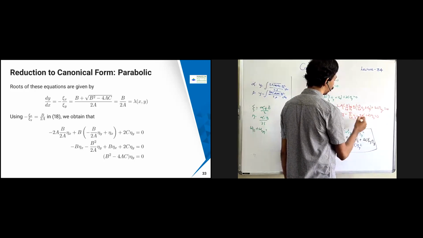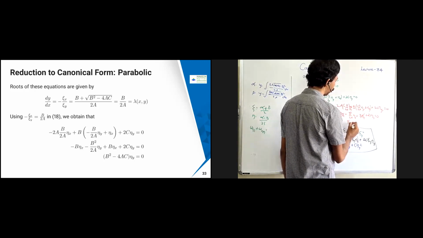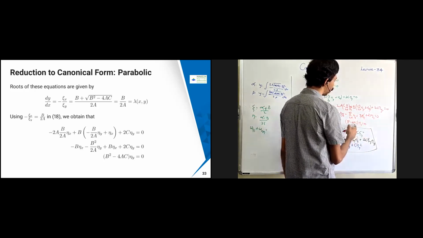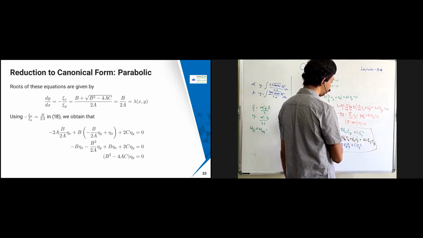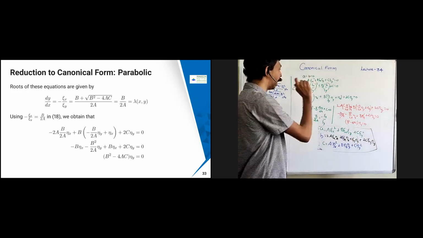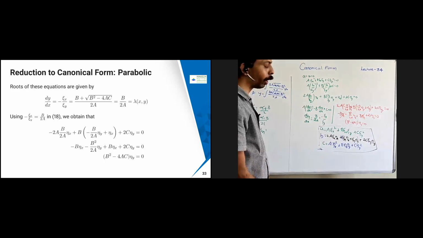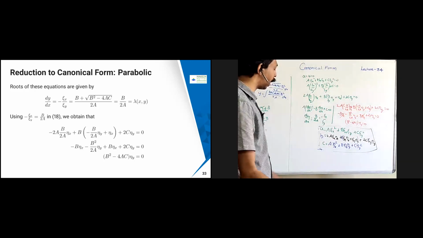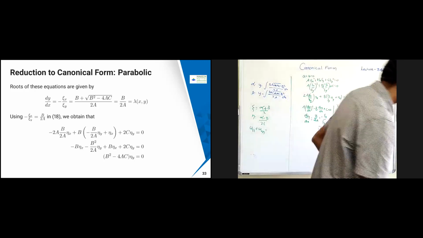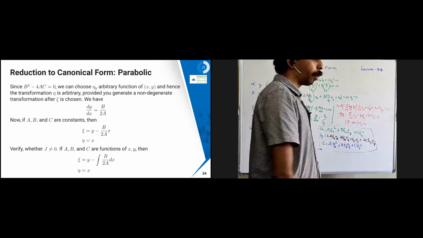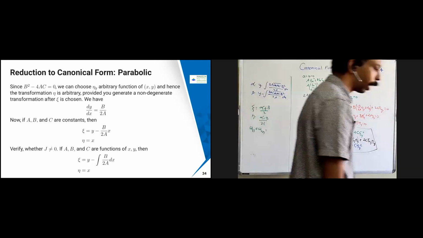So these two get cancelled. We are going to get b square minus 4ac into eta y equal to 0. b square minus 4ac is already 0. Therefore, your eta y can be anything. You can choose your eta y as zero. Eta y can be anything, so that means here you can choose your eta y arbitrarily.